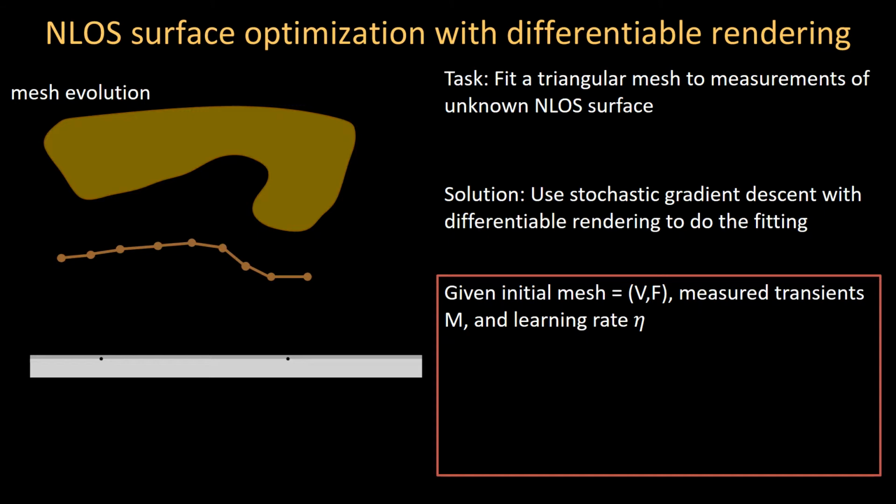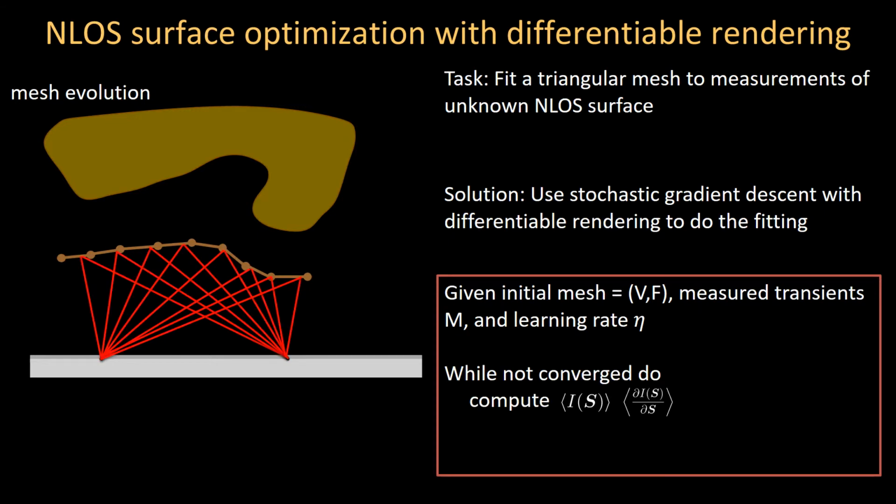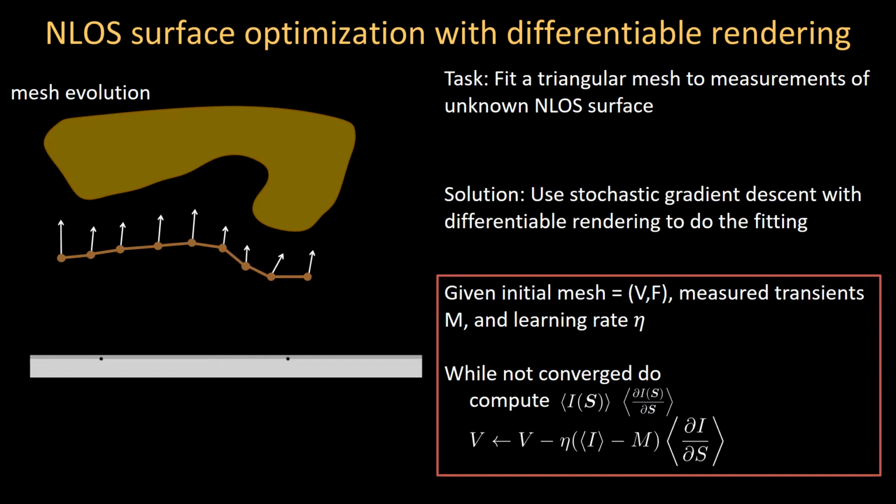Therefore, we can combine differentiable rendering with stochastic gradient descent in order to evolve the mesh so that it fits the data. This works as follows. Given an initial mesh, we first use Monte Carlo rendering to estimate the measurements and their derivative with respect to the vertices of the current mesh. We then use these derivatives to form gradient vectors that tell us how to update the vertex locations of the mesh. Finally, we repeat this process until convergence.